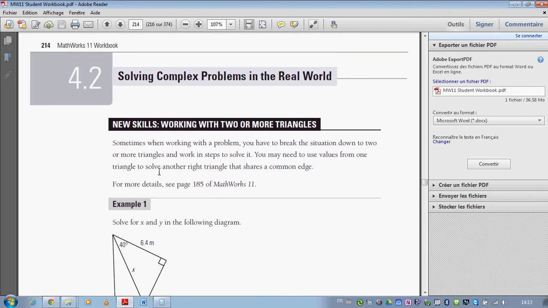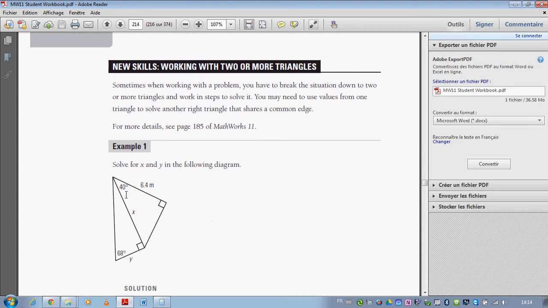Now, moving on to chapter 4.2, solving complex problems in the real world. It tells you here that sometimes when working with a problem, you've got to break the situation down into two or more triangles and work in steps to solve it. So you may need to use values from one triangle to solve another right triangle, and those triangles would share a common edge. Here it's asking you to solve for x and y in the following diagram.